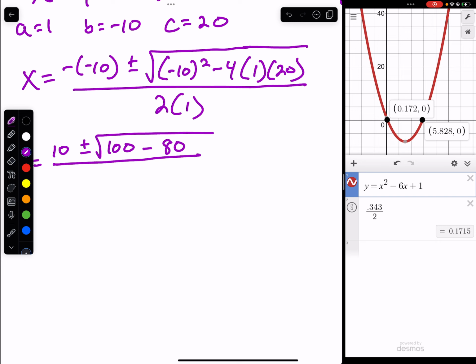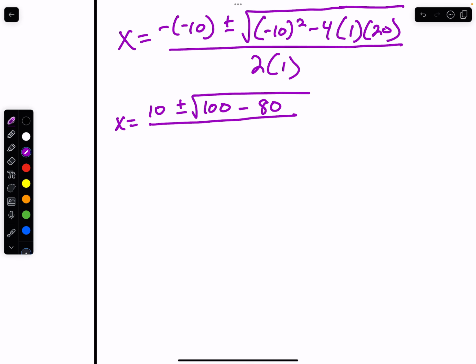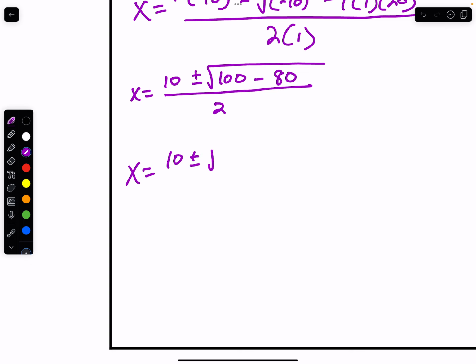All over, let me get rid of this. All over, 2 times 1. All right, so the next step in simplifying, I've got 10 plus or minus. I'm going to do the 100 minus the 80. I'm simplifying under the square root here. So 100 minus 80 is 20, all over 2.